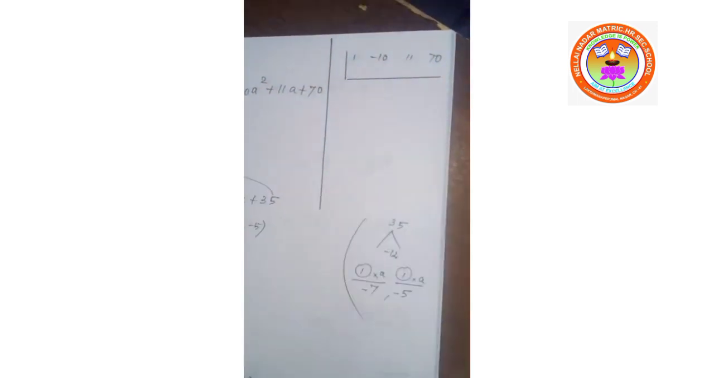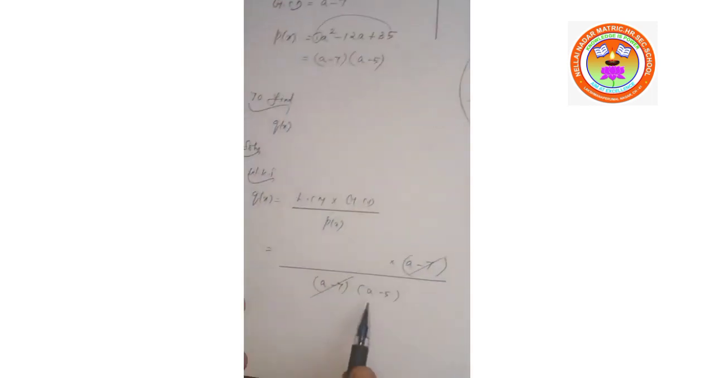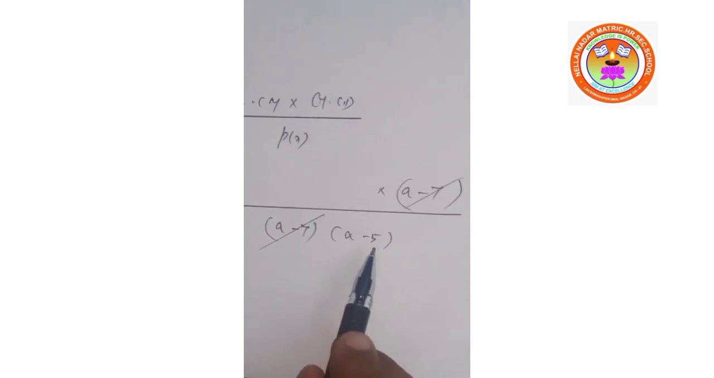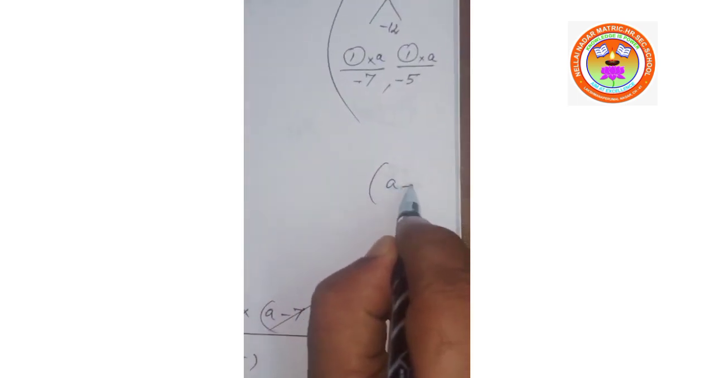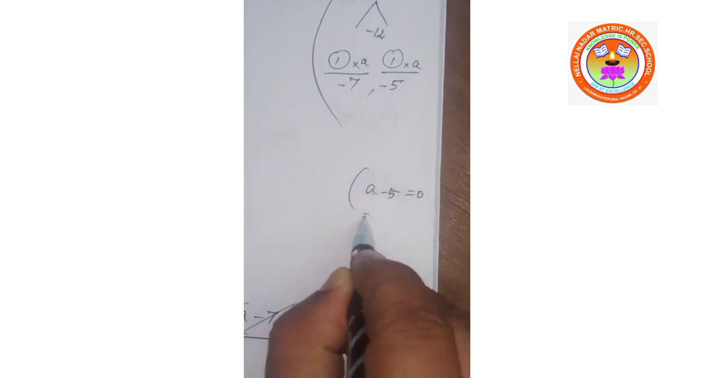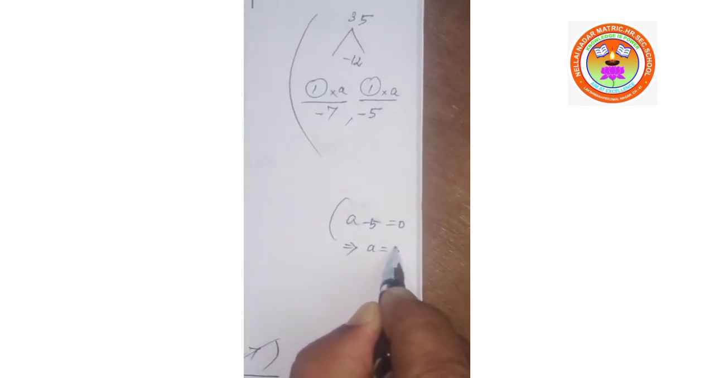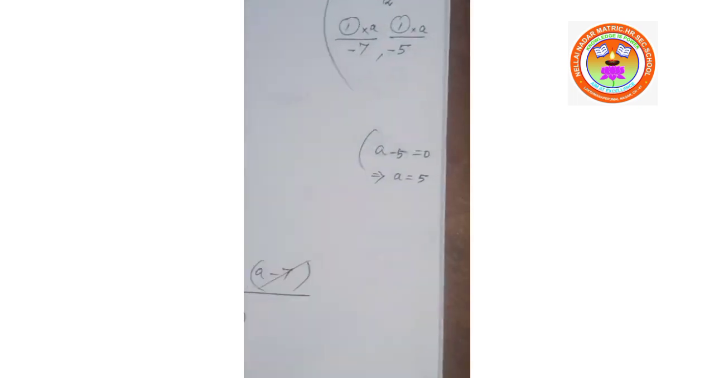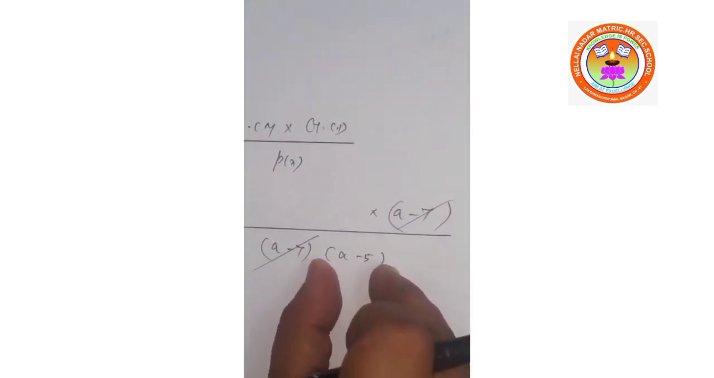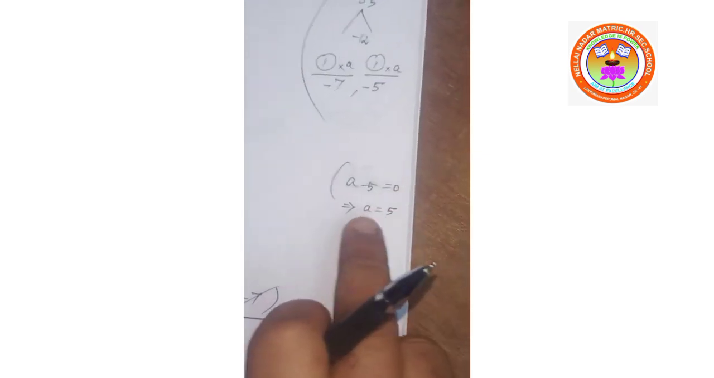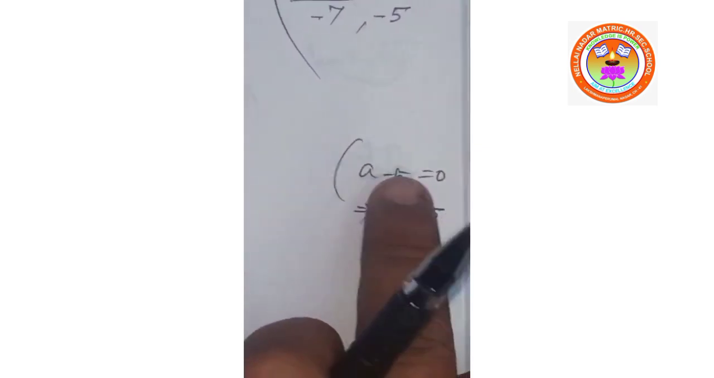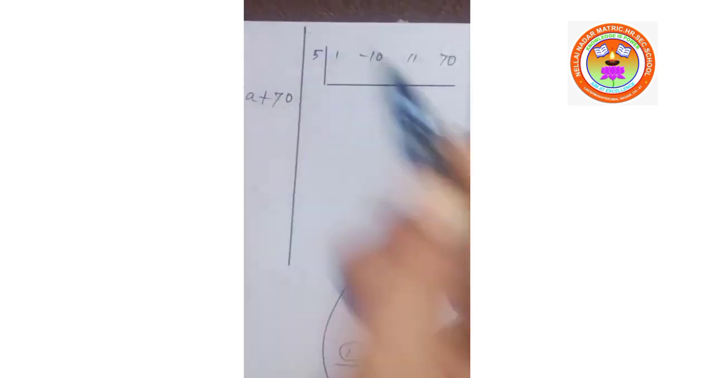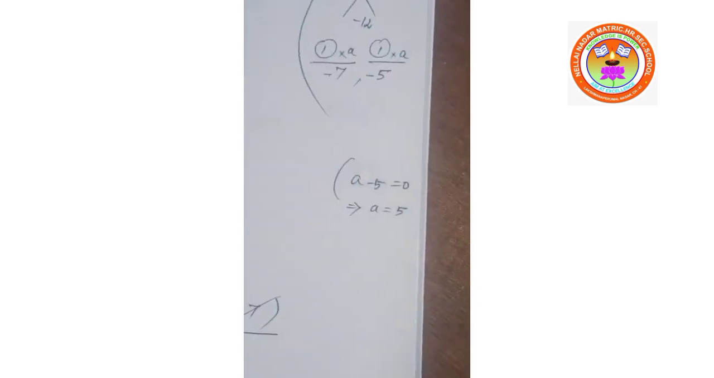Why am I doing this at the last? Very simple. What is the factor in the denominator? A minus 5. Take a minus 5 equal to 0, which implies a is equal to 5. Consider the factor which is in the denominator after cancelling a minus 7. Which one is left out? A minus 5. Take it as 0. What is the value of a? 5, because minus 5 goes to the right hand side as plus 5. So write this 5 here.